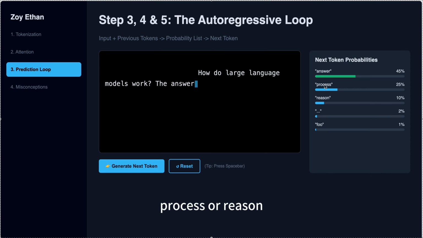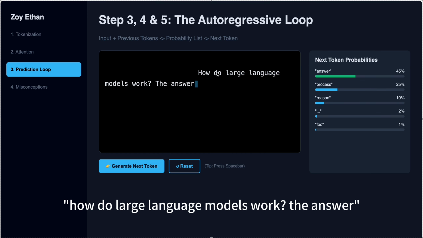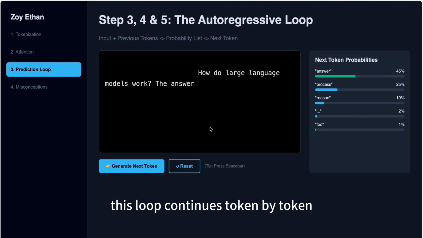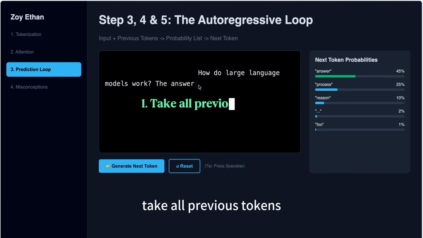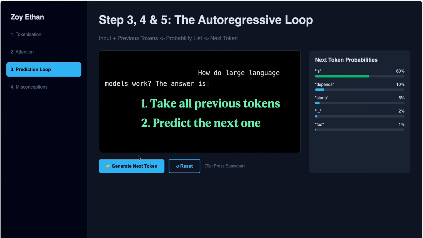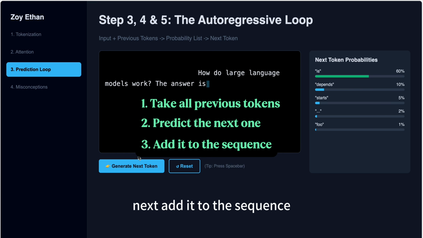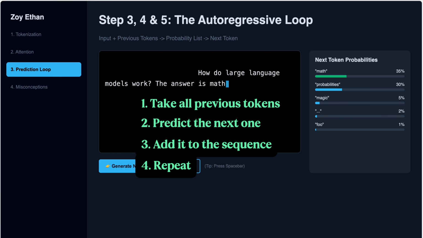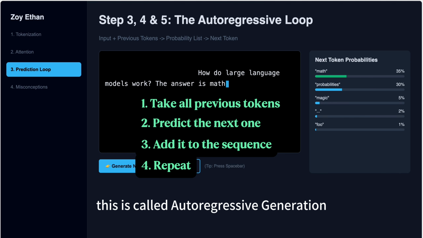Maybe answer, process, or reason. Again, it picks the most likely one. Let's say it picks answer. Now its input becomes how do large language models work the answer. This loop continues token by token. First, take all previous tokens. Second, predict the next one. Next, add it to the sequence. Finally, repeat. This is called autoregressive generation.